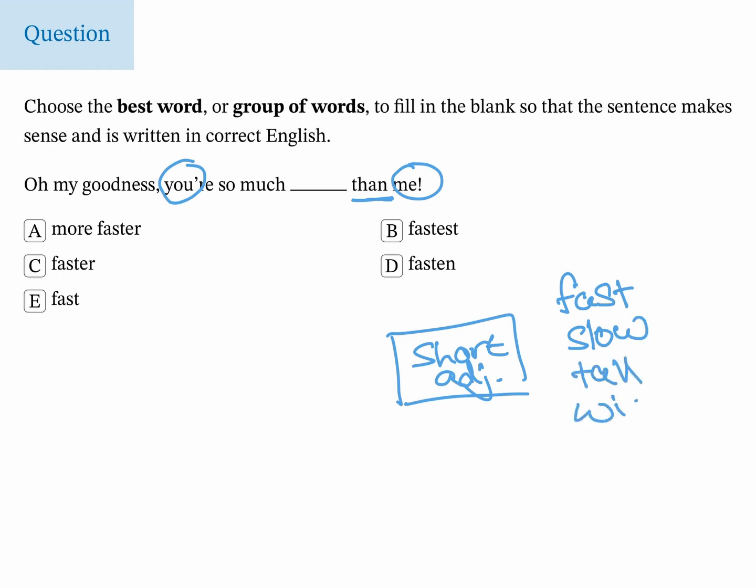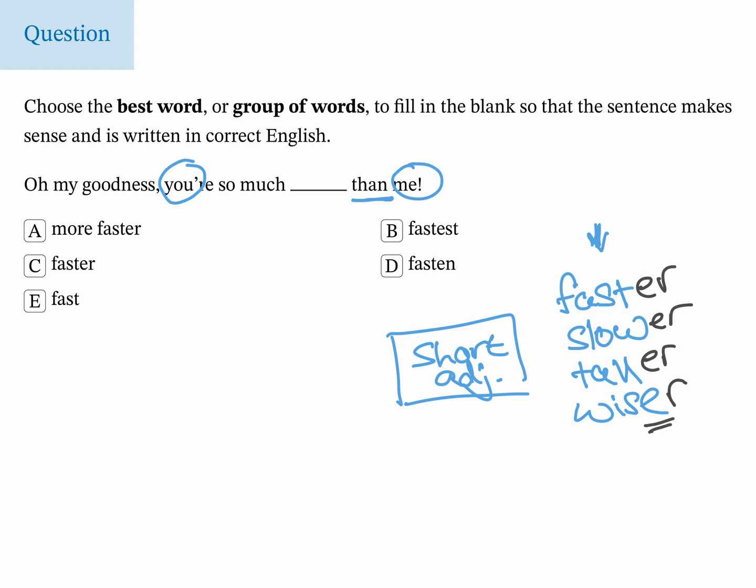If it's a short adjective, one syllable, and we want to make a comparison and say that one person is more of this than the other, all we need to do is put this at the end, ER, or if there's already an E, just R. So fast becomes faster, slow becomes slower, tall, taller, wise, wiser. This is how we make a comparison with short adjectives.